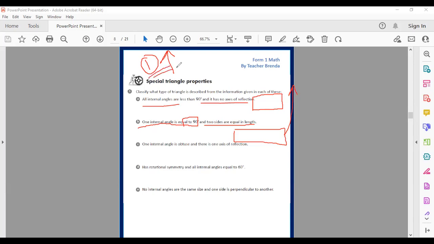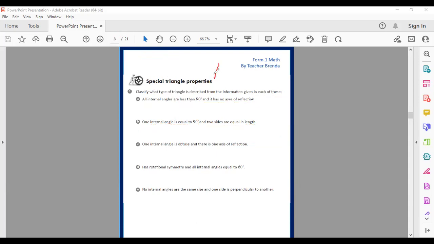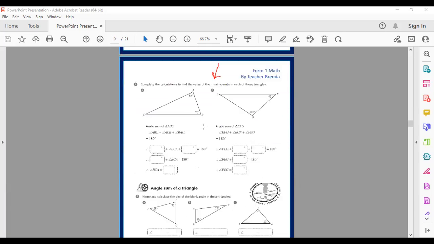So this is the first exercise that you are having here, page 8. Do this. There are 5 questions here that ask you about triangle properties. That means the answer is going to be on the triangle page. Do this. We will discuss it next lesson. I'm going to give you some homework this time.